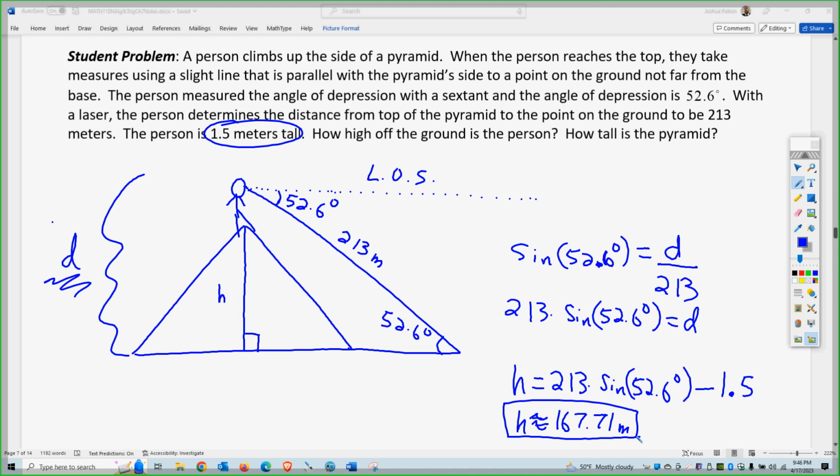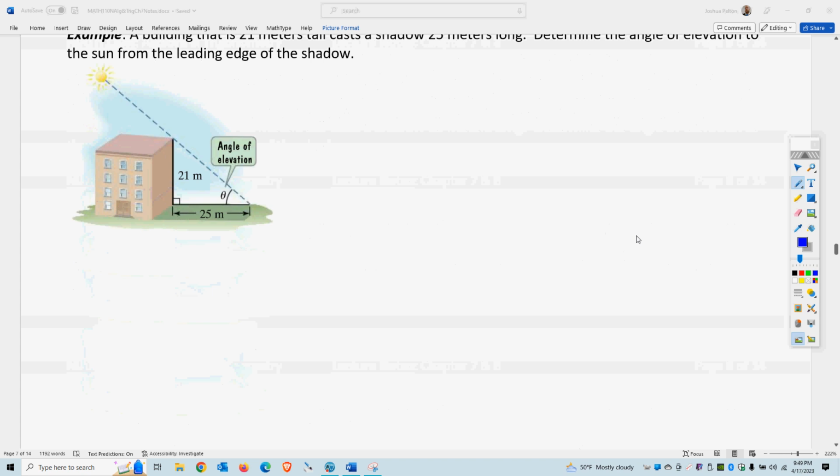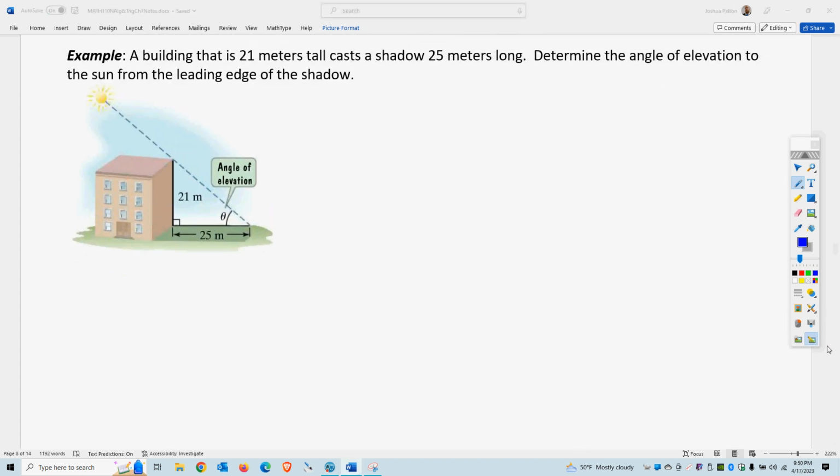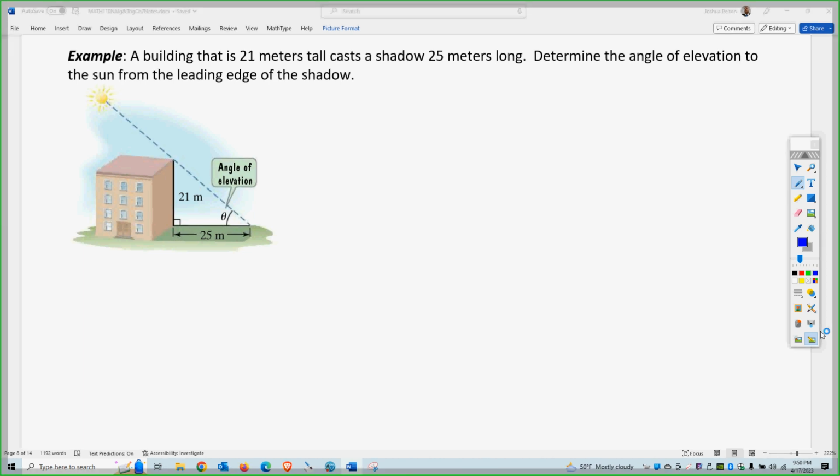So in these two problems, we found the distance. We can also find the angle. And the way we find the angle is using inverse trigonometry, which is what we'll parlay into in the next lesson in chapter 8. So if we have this building here and we want to know the angle, and we have these two lengths, the building is 21 meters and you're 25 meters away. So using those two, I don't have the hypotenuse, so I'm going to use tangent. So the tangent of the angle is the opposite over the adjacent.